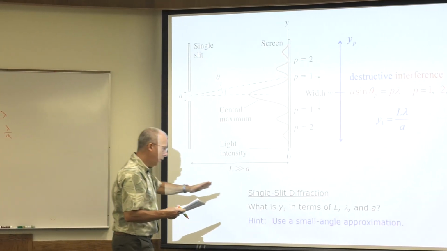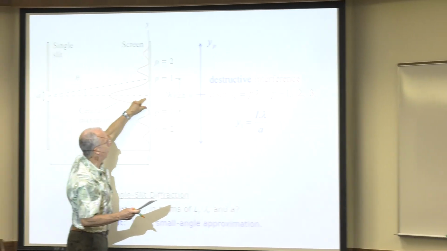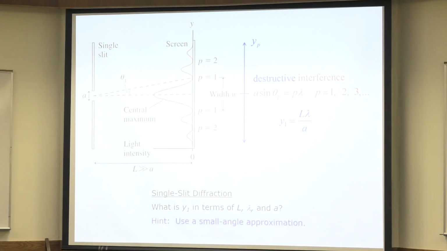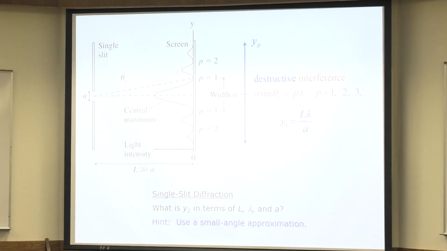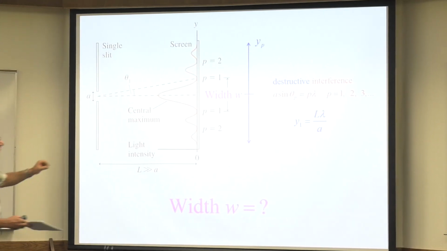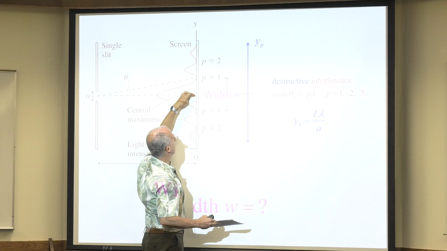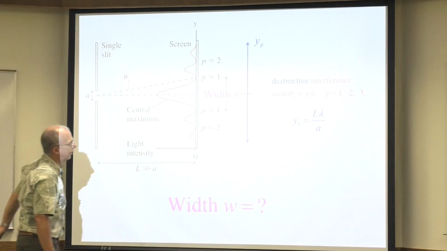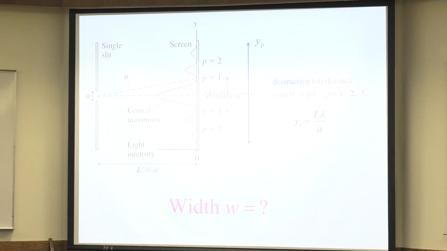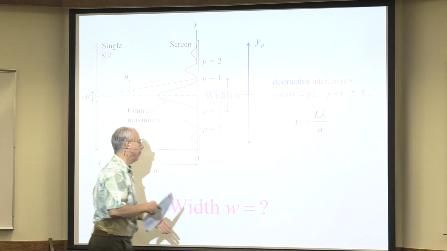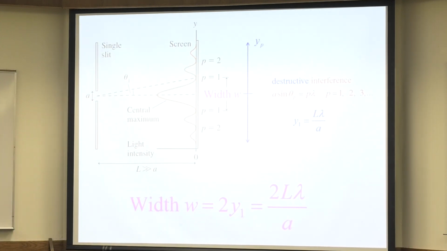And again, we use small angle because we didn't do like P equals 45 or something like that, or P10 or something like that. Now, we just calculated Y1. That's from here to here, right? Okay, so what's the width? Well, just twice, right? Because the width is this plus that. And they're both Y1, so just double it. So the width is 2Y1, 2L lambda over A.